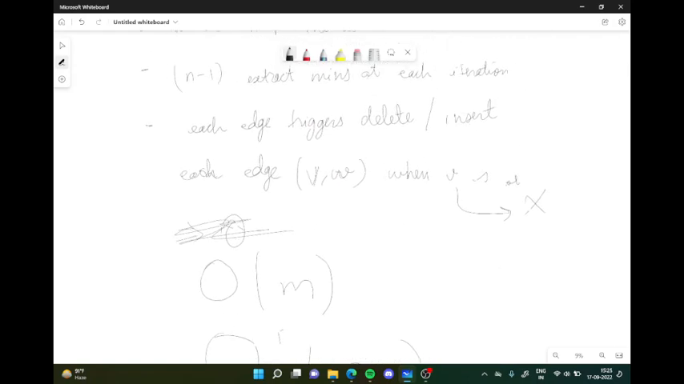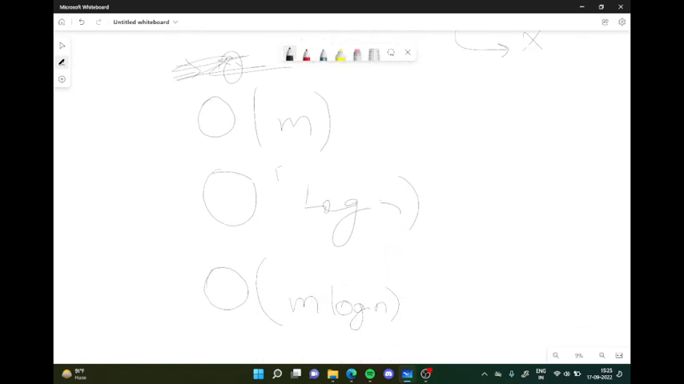So let's think about it. Whenever a vertex V is sucked into our X, we are going to do a heap operation for each edge which is connected to V. So for every vertex, all of its edges. The total number of edges is our m. So big O of m times we trigger this delete and insert operation, and each delete and insert combo takes log n time. So it's going to be big O of m log n.